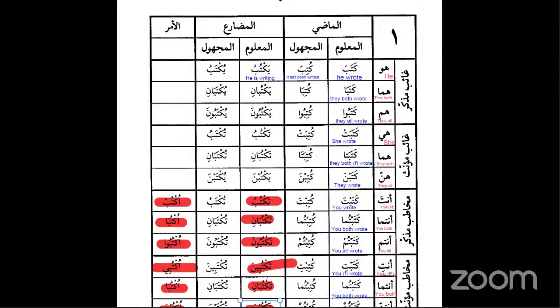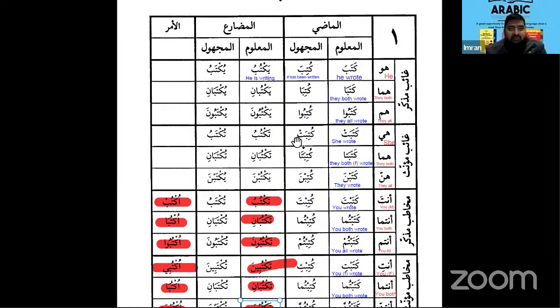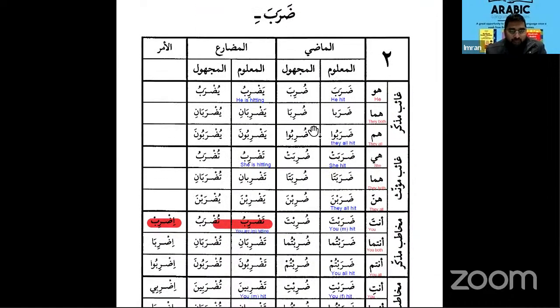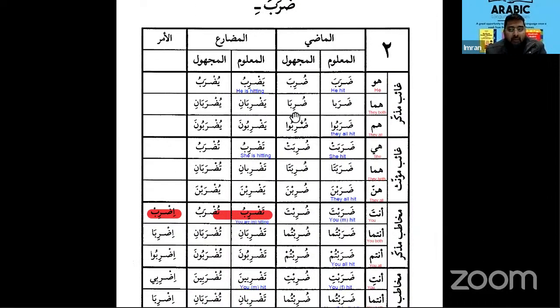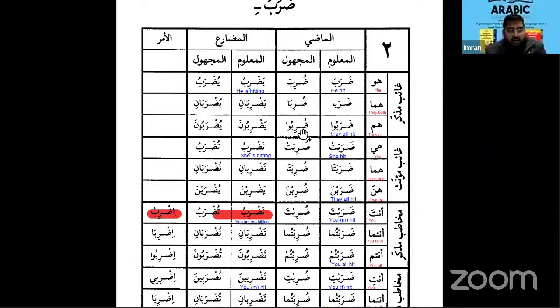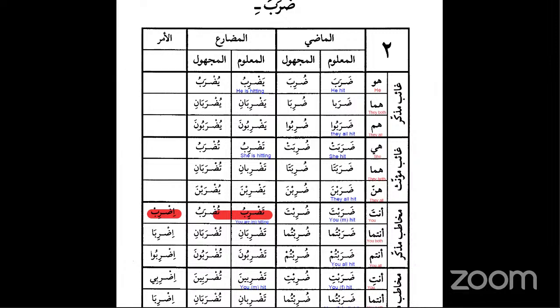For example, sometimes doing the passive of some verbs is not that easy. When you say dhuriba, it means that two individuals have been hit. Is that clear now? Yes, thank you. But when we say dhuribu, it means a collective of individuals have been hit. Okay, brilliant, that's fine.